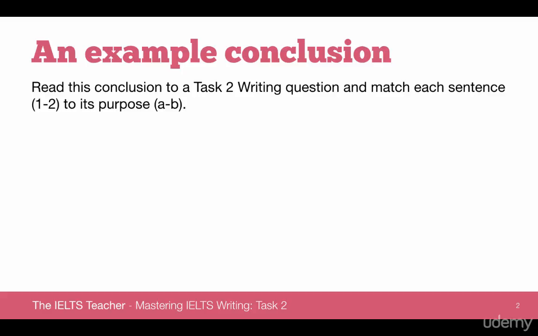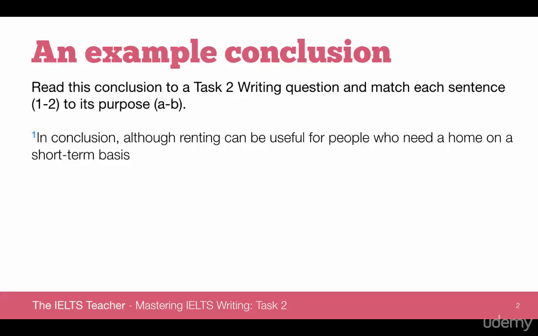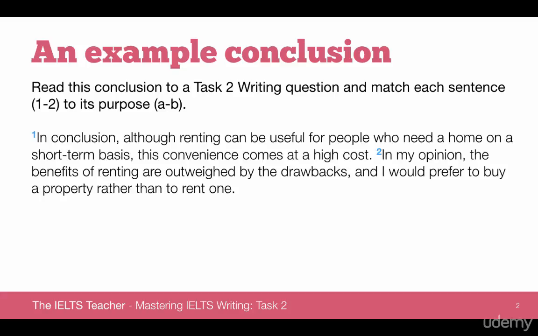I just want you to read this conclusion to a Task 2 writing question and match each sentence, 1 to 2, to its purpose, A to B. So, in conclusion, although renting can be useful for people who need a home on a short-term basis, this convenience comes at a high cost. In my opinion, the benefits of renting are outweighed by the drawbacks, and I would prefer to buy a property rather than to rent one. So we've got two purposes here, and can you match them up? Either we're summarising the key points or we're giving our opinion.